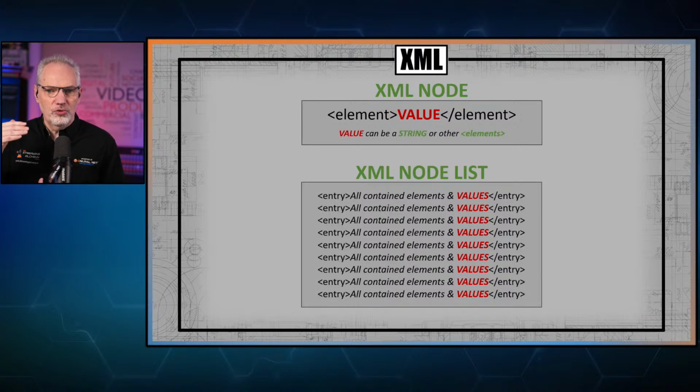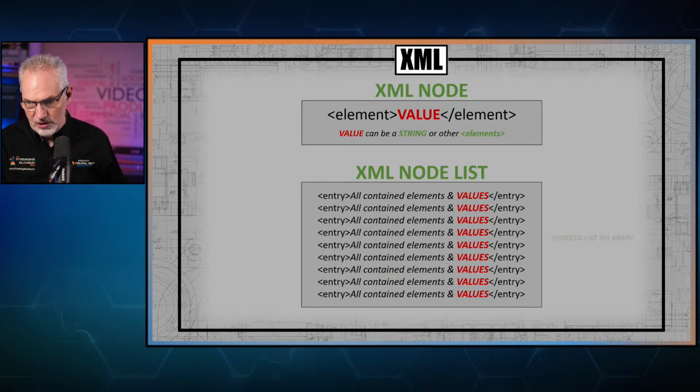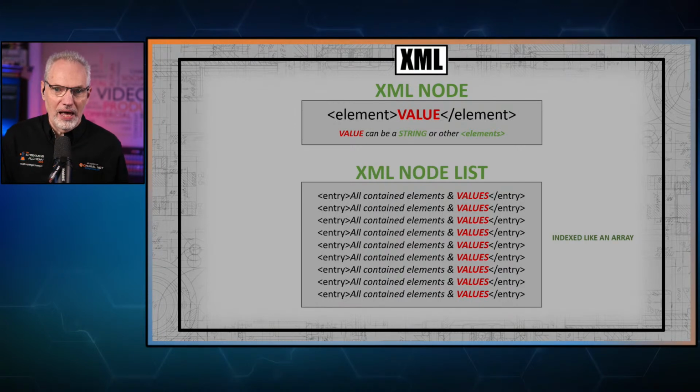And so those are the two concepts: an XML node, which is an element bracketed with a value inside, and a node list, which is a collection of XML nodes. And the thing with node list is you index them like an array. I can say, I want the first element in this list. I want the third element in this list. So you can create loops and step through a list one by one to go through all of the values. And they have other things, like a count. So how many elements are in this list?